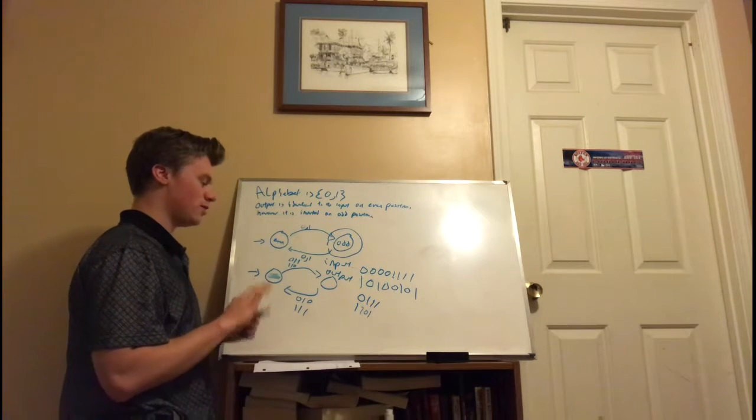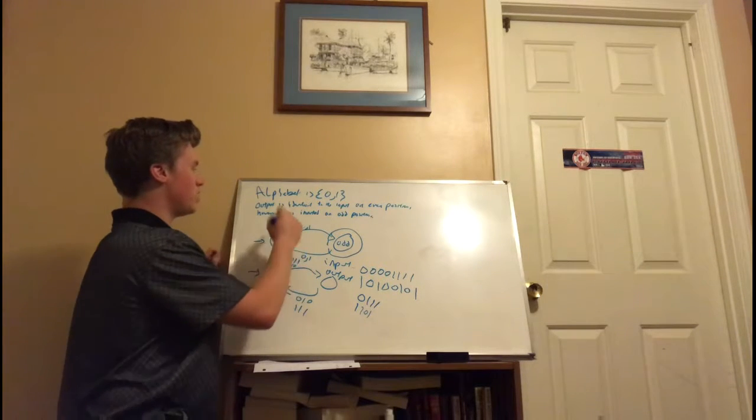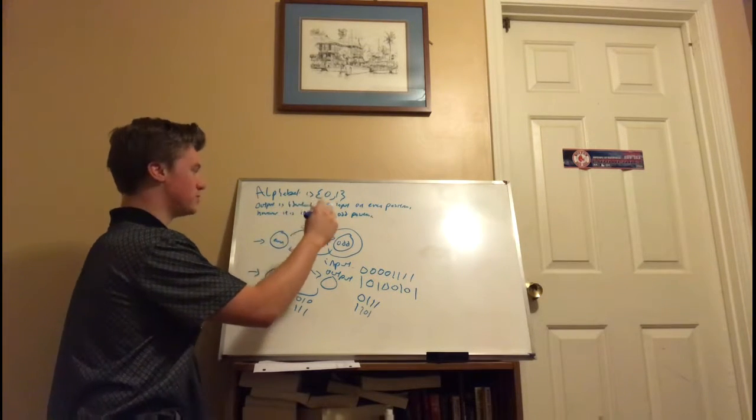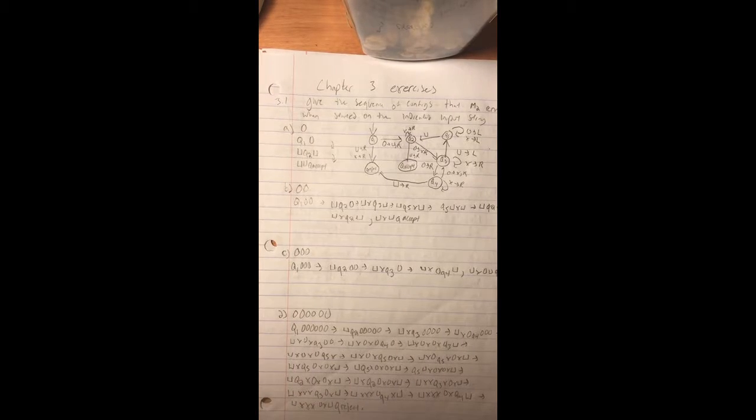So that is how you would write an FST where the output is identical to the input on the even positions, however it's inverted on the odd positions. Alright, so chapter 3 exercises. So this is the state diagram.